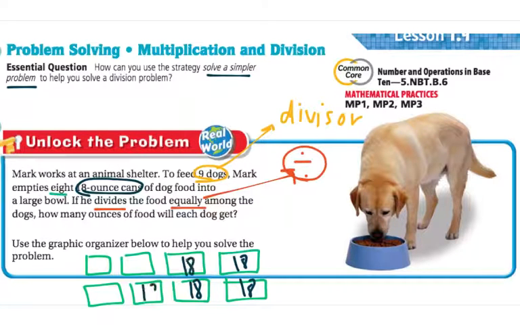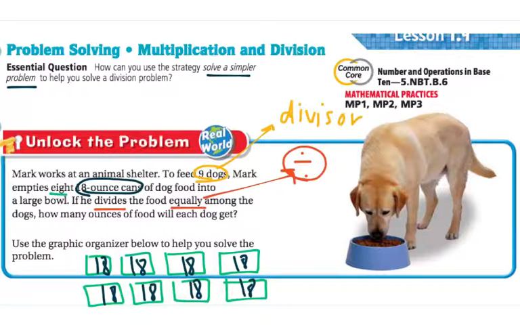So students, as you can see, it's really important that you are taking notes with me. Right now, what we're going to do is think about this. Mark's going to combine these into one larger bowl. So what we're going to have to do is a smaller problem before we jump into our actual division problem.